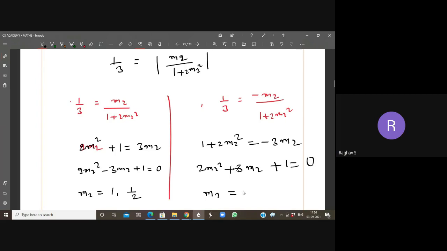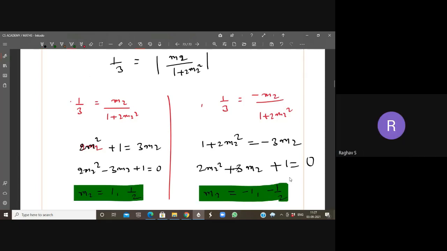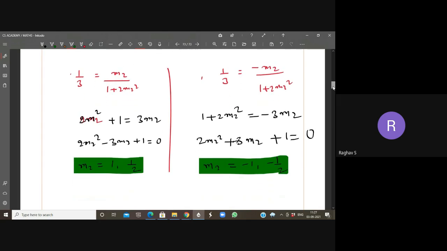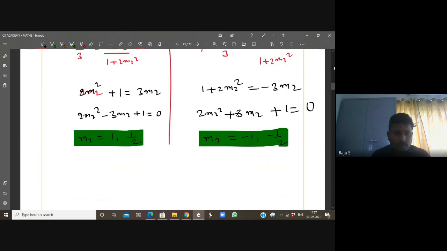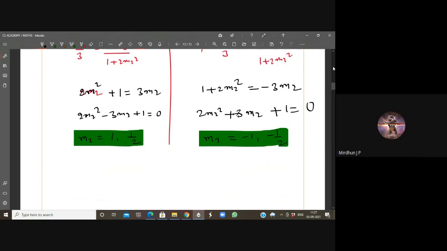Minus 1 and minus 1 by 2. Got it, students? So M1, sir, will be 2 and 1. Minus 2 and minus 1. Yeah, fine. So here we got plus 1 by 2, minus 1, then minus 1. We will get 4 M1 values. Yes, sir, 4 possible slopes. That's all.